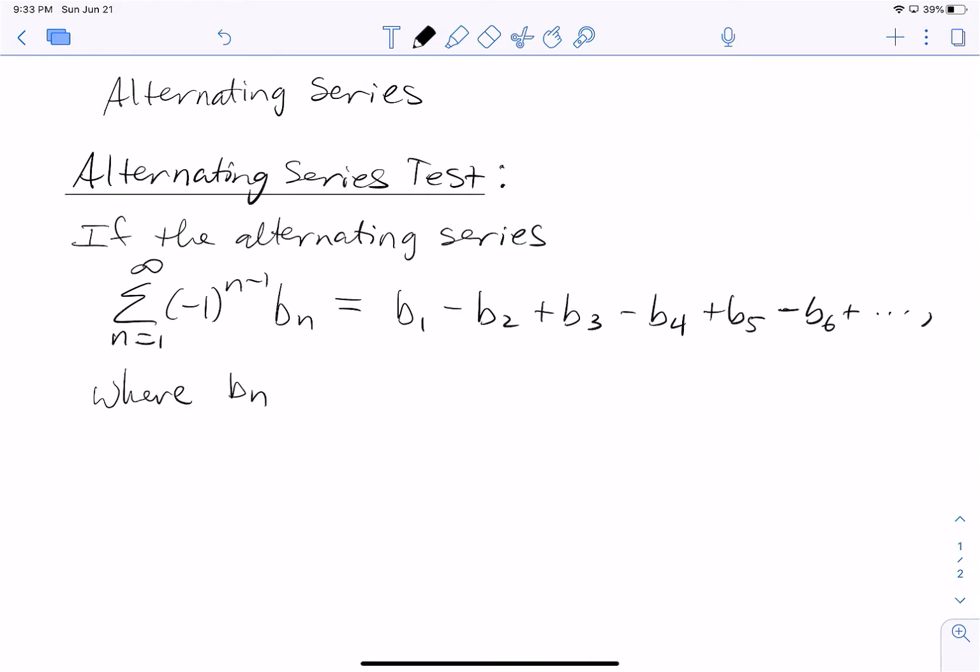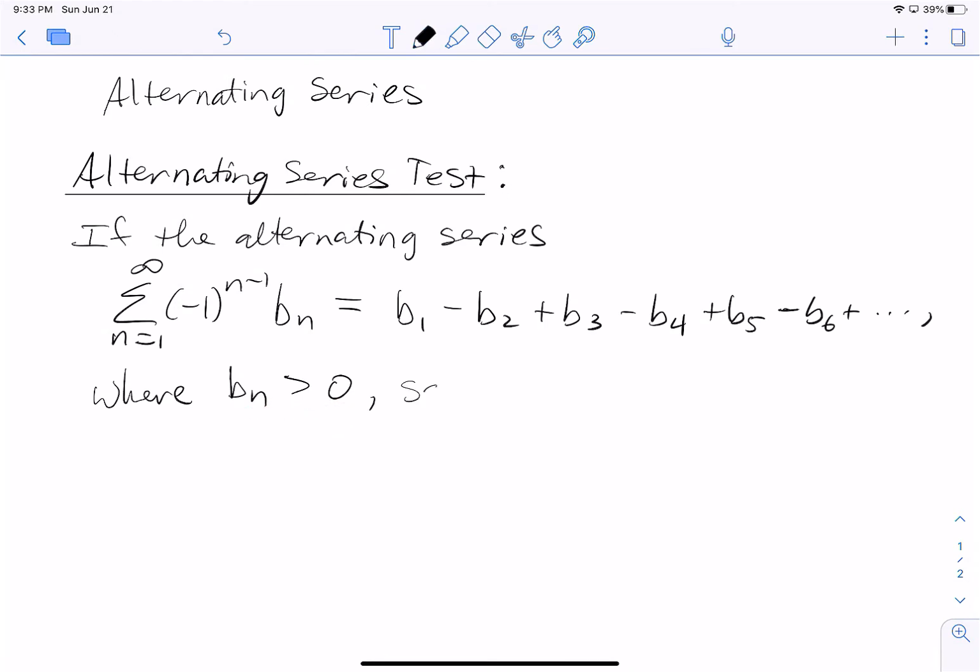If that series where the b_n's are greater than 0, so here's the deal. The b_n itself is a positive value. It's the (-1)^(n-1) that's going to make the terms alternate in sign. But for this series of videos, b_n is going to refer to a positive number.